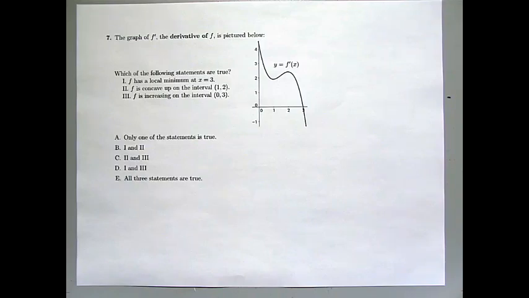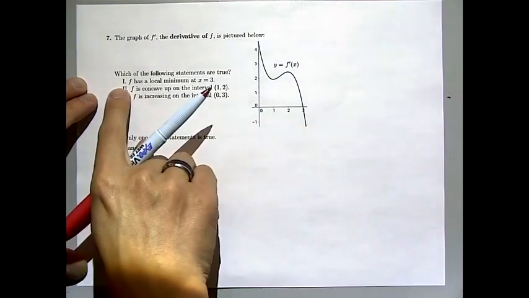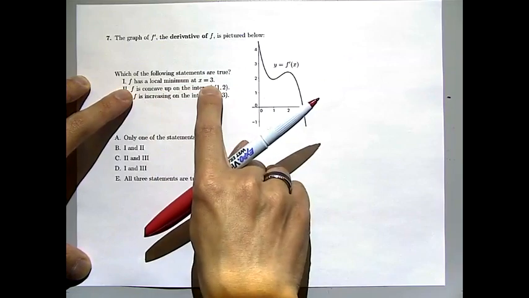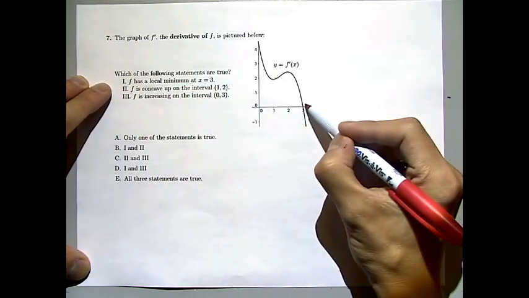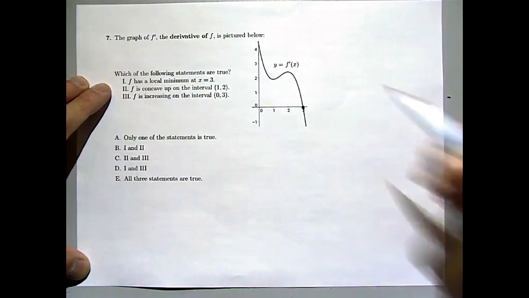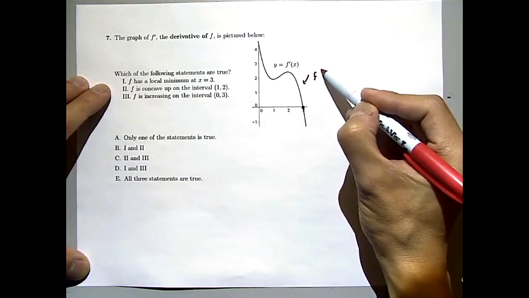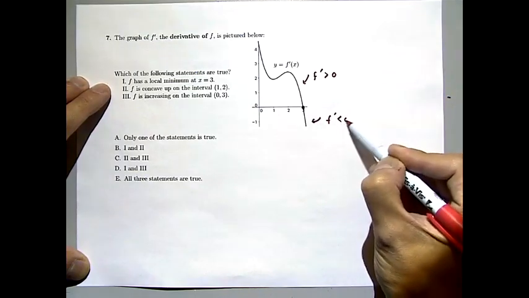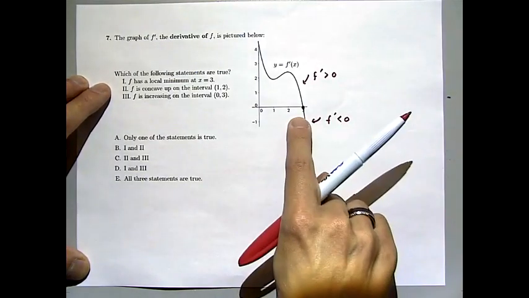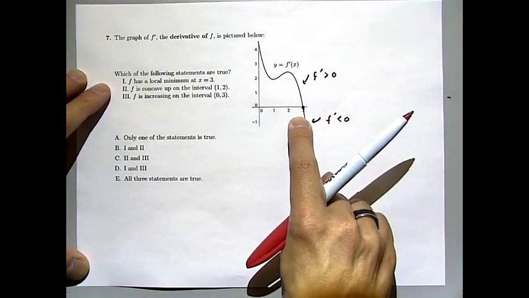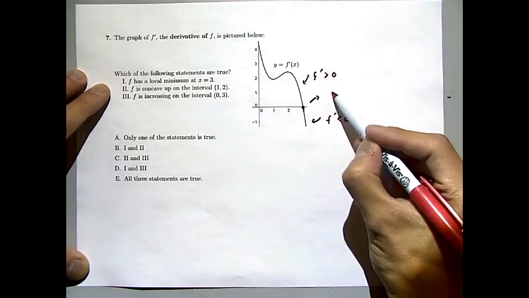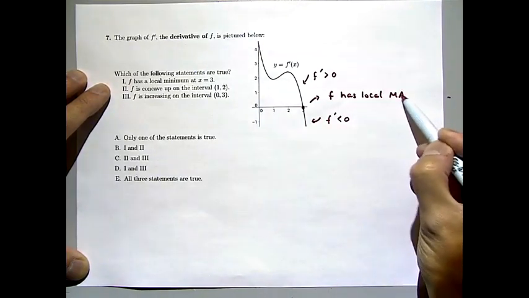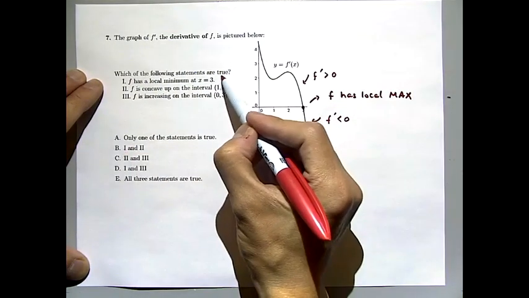C? All right, let's go through these one at a time. Statement 1, f has a local minimum at x is equal to 3. So here, we have f prime positive before, f prime negative after. So f has a local maximum, right? So right here, f has a local max. So that one is not right.